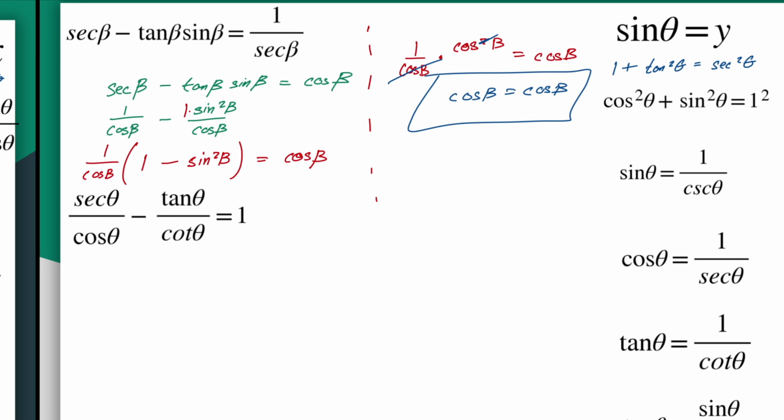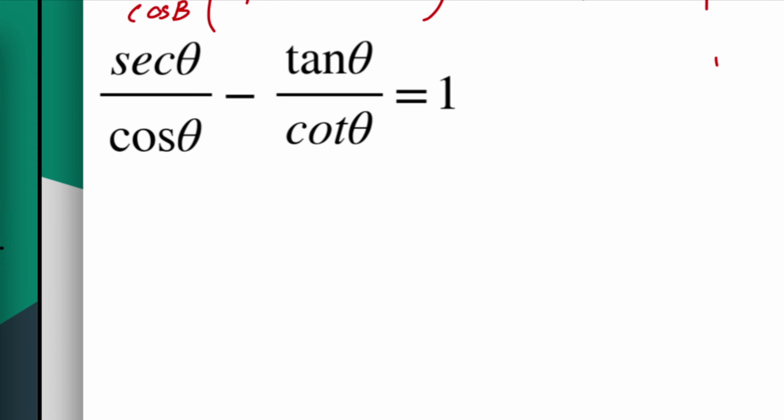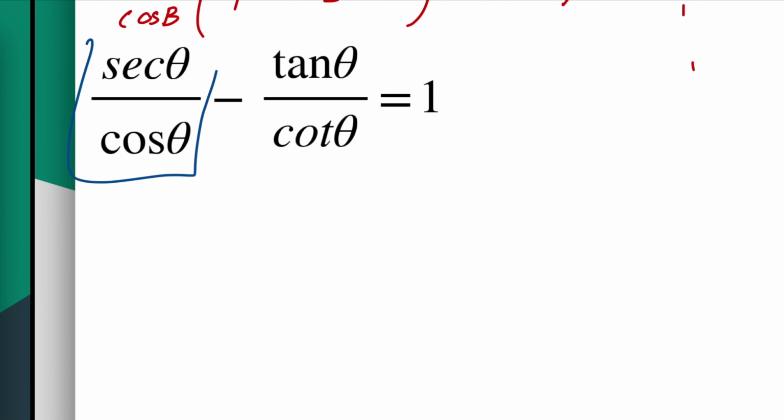Okay, so we need to make this equal to 1. We have a lot going on here. We got secant theta divided by cosine theta, subtracted by tangent of theta, divided by cotangent of theta. So, a lot of these we can substitute things in. So let's focus on one at a time. So I'm going to focus on this one. Secant theta divided by cosine theta.